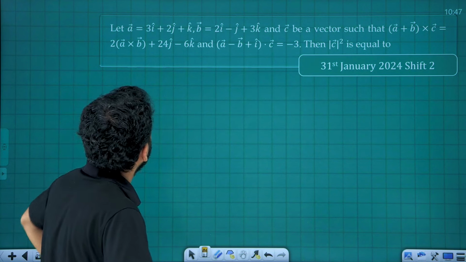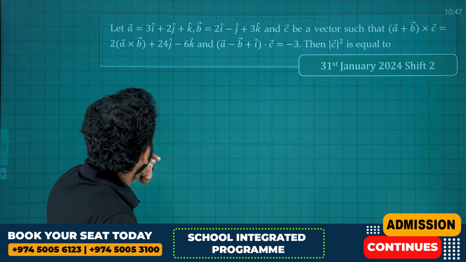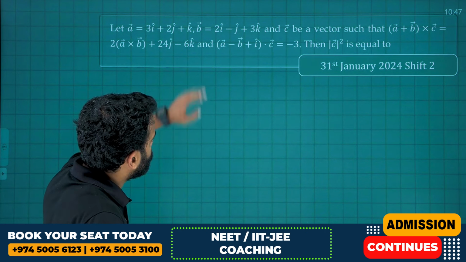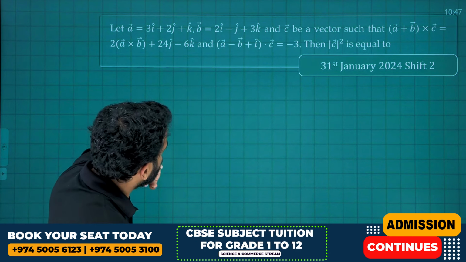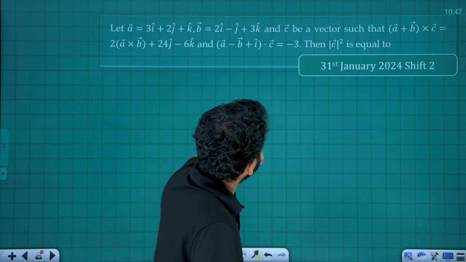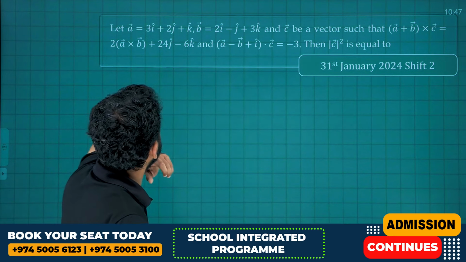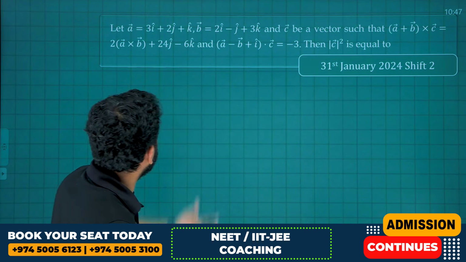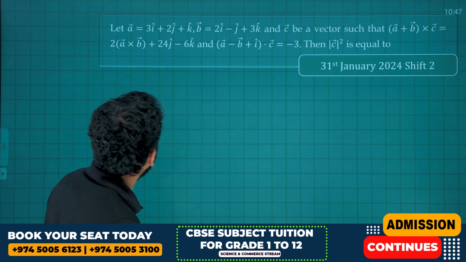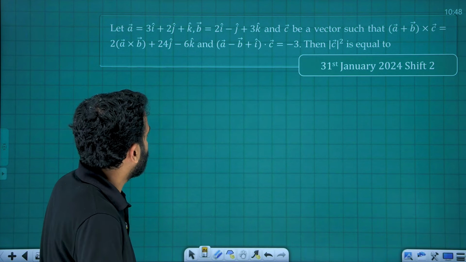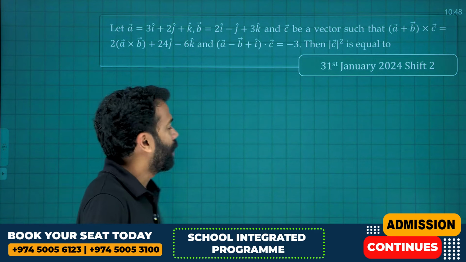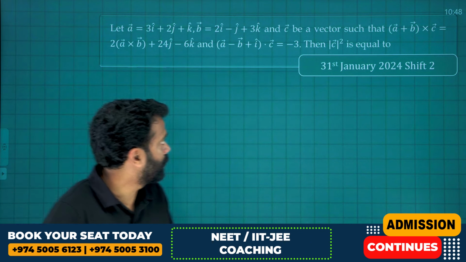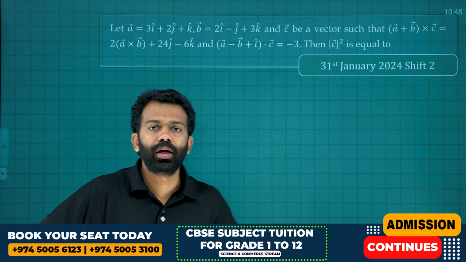Okay, vector A is equal to 3i plus 2j plus k. Vector B is equal to 2i minus j plus 3k. And vector C is a vector such that (vector A plus vector B) cross vector C is equal to 2 times (vector A cross vector B) plus 24j minus 6k. And they have given you the additional data: (vector A minus vector B plus i) dot C is equal to minus 3. You need to find the magnitude of C squared.